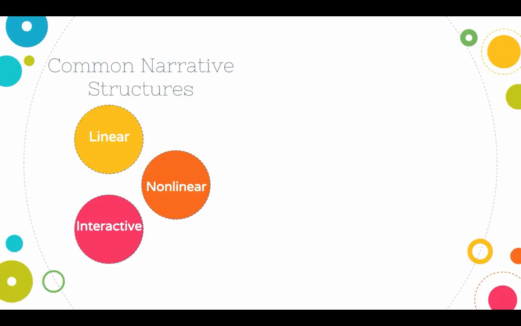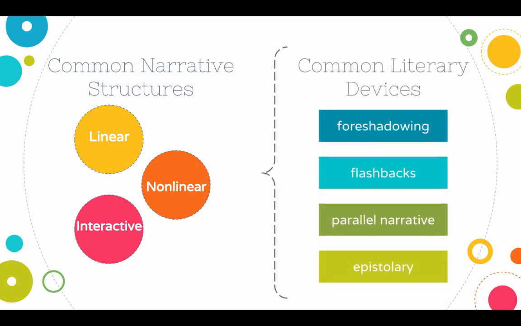So just to recap, the 3 common narrative structures we're learning about in 7th grade, even though there are some more, are linear, nonlinear, and interactive. Within each of these narrative structures, there are common literary devices that are used by authors.